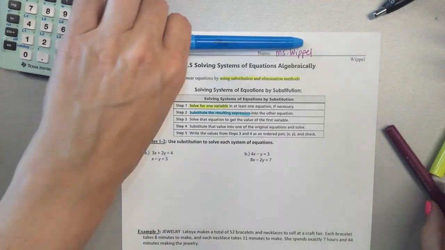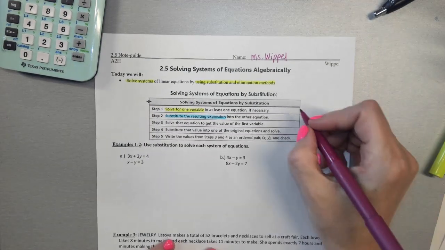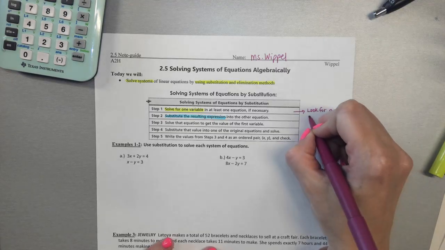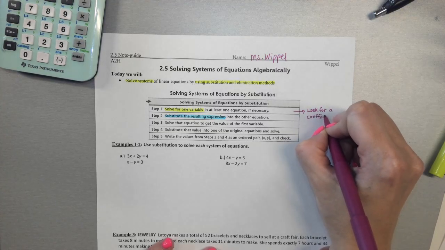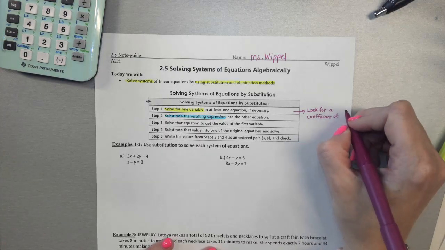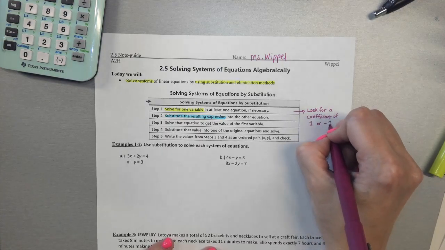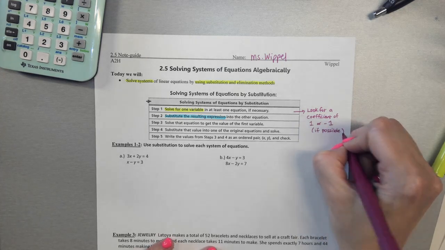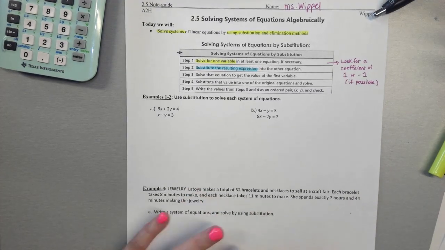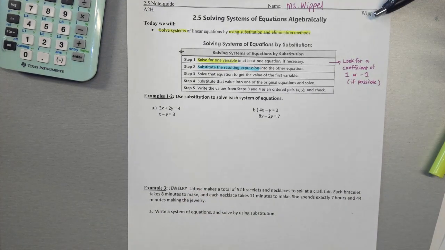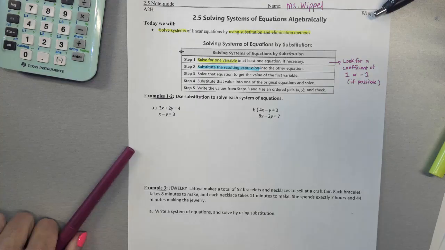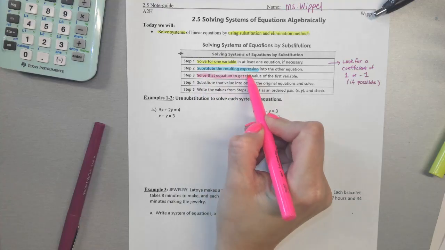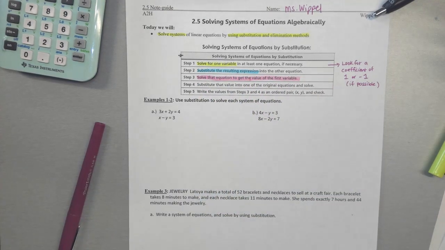and then we're going to substitute that result into the other equation. So just like you guys already did, you want to look for a coefficient of 1 or negative 1 if possible. Sometimes it's not possible, and that is okay. Okay, this would just be the simplest route. You can always decide that. So we're going to solve that equation to get the value of the first variable.